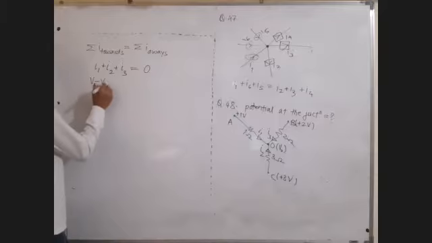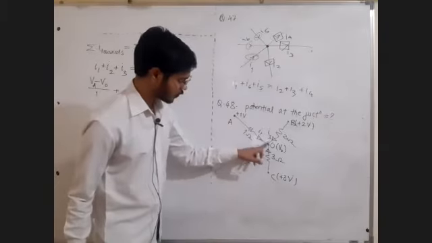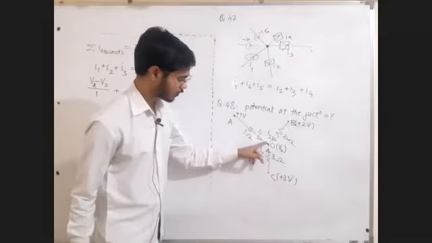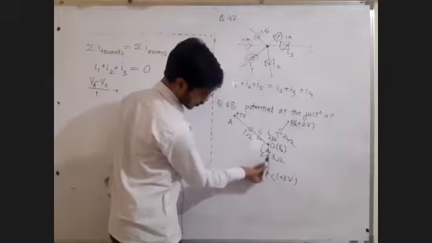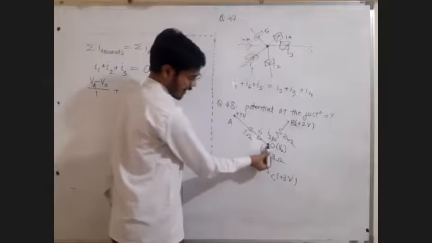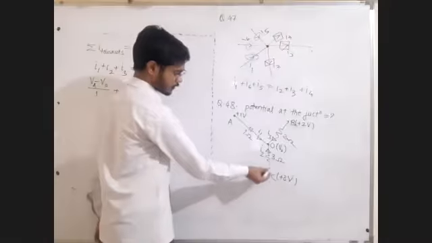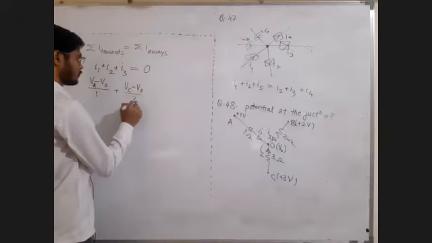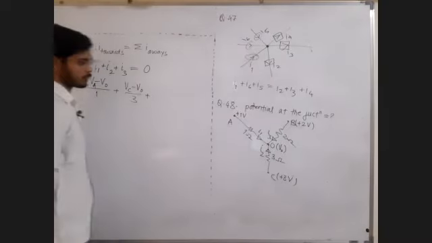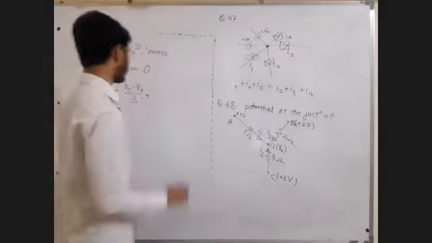VA minus VO upon the 1 ohm resistance, plus this I2: VC minus VO upon 3 ohm. Don't write VO minus VC. The current is not like this; you have assumed the current like this. So you have to write VC minus VO as the potential difference, VC minus VO upon resistance. So VC minus VO upon 3 ohm, plus now this I3. I3 will be equal to VB minus VO upon 2 ohm.